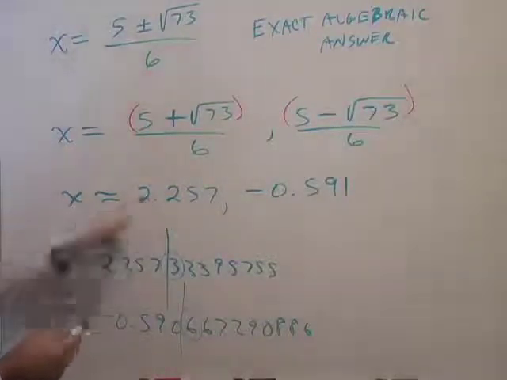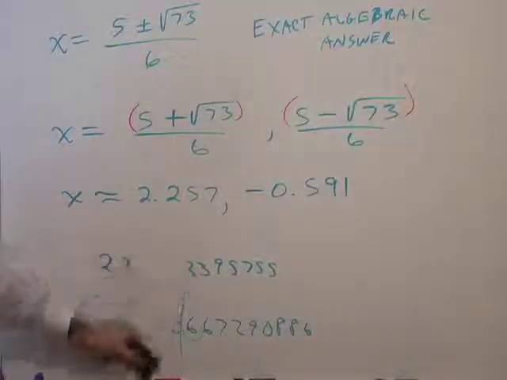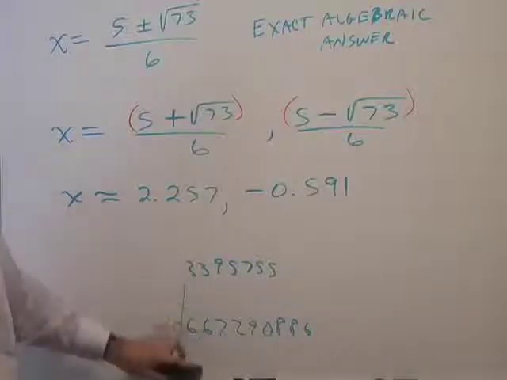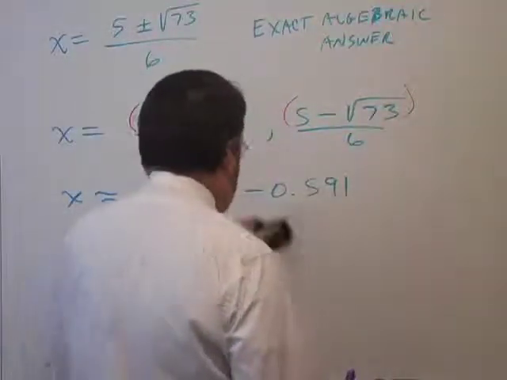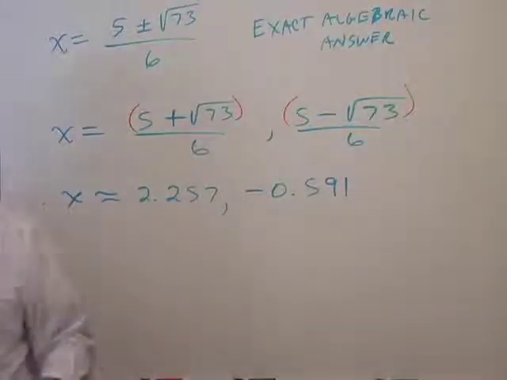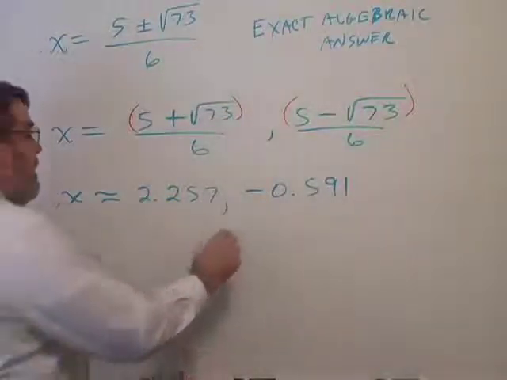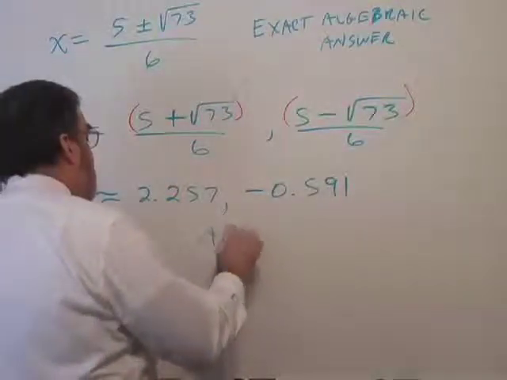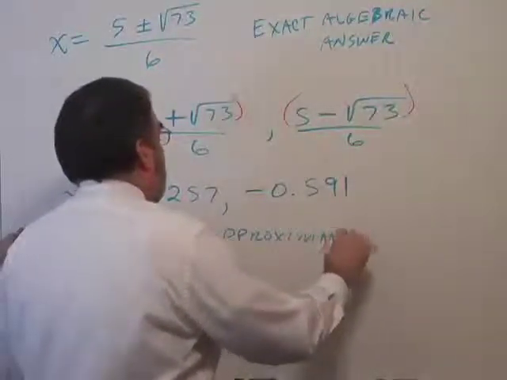Now this answer, and notice I wrote it with a little wavy equal sign. That wavy equal sign means approximately equal to. And so I like to use it because that tells the reader that this is an approximation. It's not exact. It's close. And this I call the approximate decimal answer.